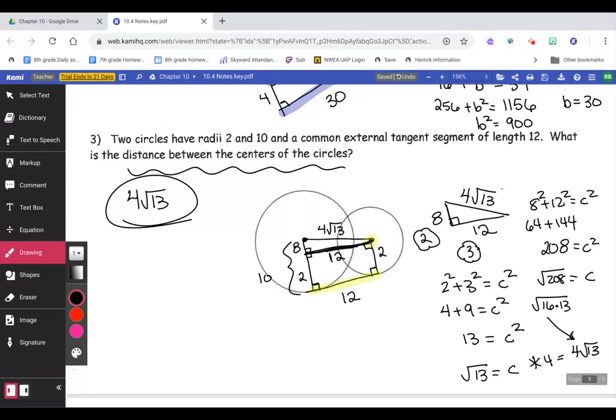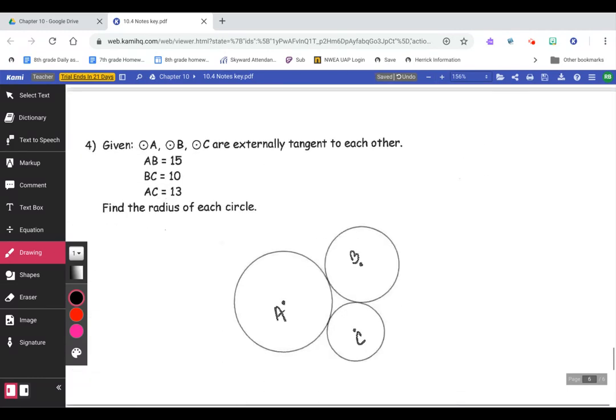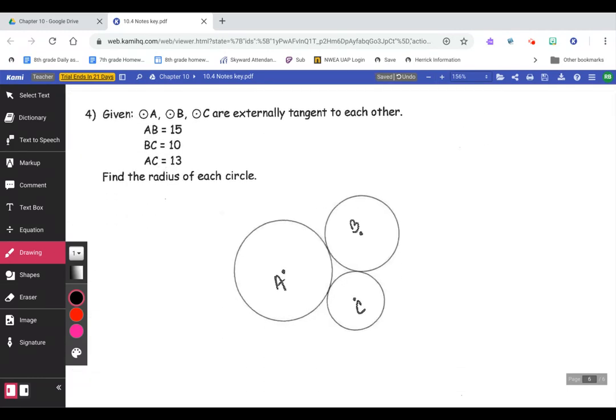Okay, moving on. We have circles A, B, and C that are externally tangent to each other. So A to B is going to be 15, B to C is going to be 10, and A to C is going to be 13. So we need to find the radius of each circle. So the way that you play this game is that you plug in x somewhere, and it doesn't necessarily matter where you plug it in.